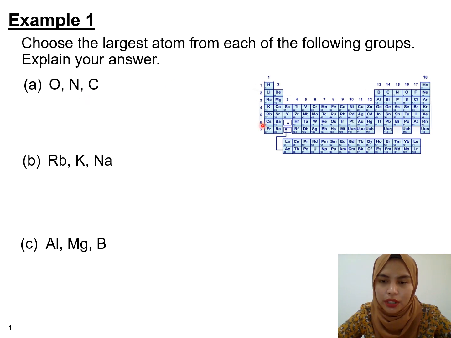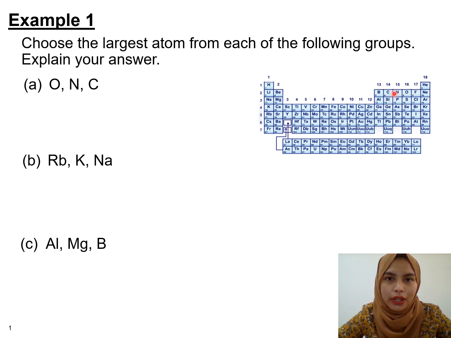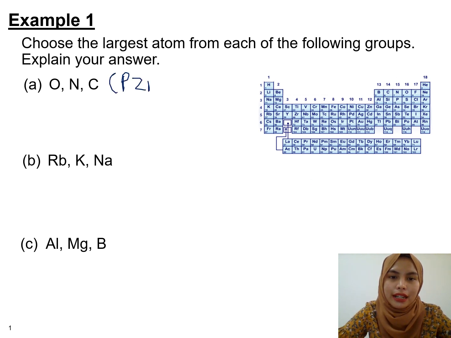So you look at the periodic table of element, where is the oxygen, nitrogen and carbon? Okay, diorang berada di same period. So remember what I told you about things that happen in the same period. You kena ingat keyword apa kalau period, same period. You have to remember pizzas.